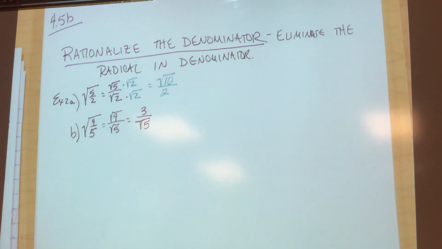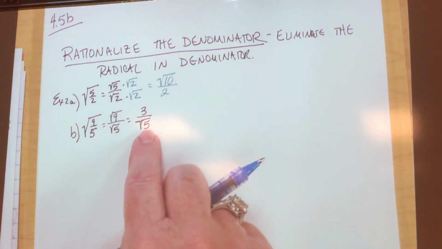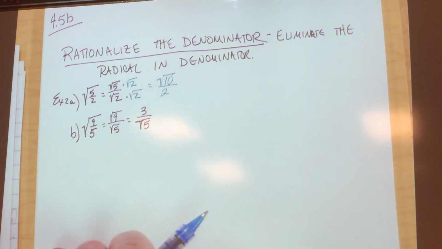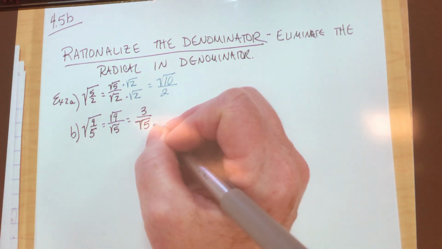Is it in proper form? No, it has a radical in the denominator. How do I get rid of it? Y'all listen to me. You have to rationalize this. That's what it's called. You have to get rid of the radical in the denominator. So what am I going to multiply it by? The square root of 5. Yeah, the square root of 5.